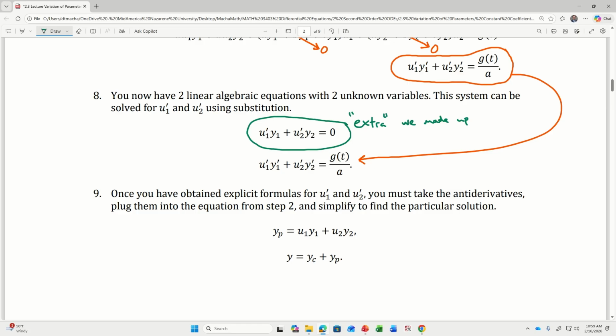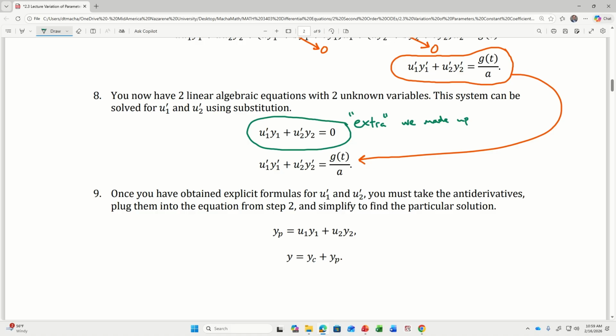At this point, remember, we've already solved for y1 and y2. So we also know what y1 prime and y2 prime are. And we get g of t and a from the original ODE we're trying to solve. So we've got two equations and two unknowns. And that means we can solve for u1 prime and u2 prime. We can use something like substitution to solve for that.